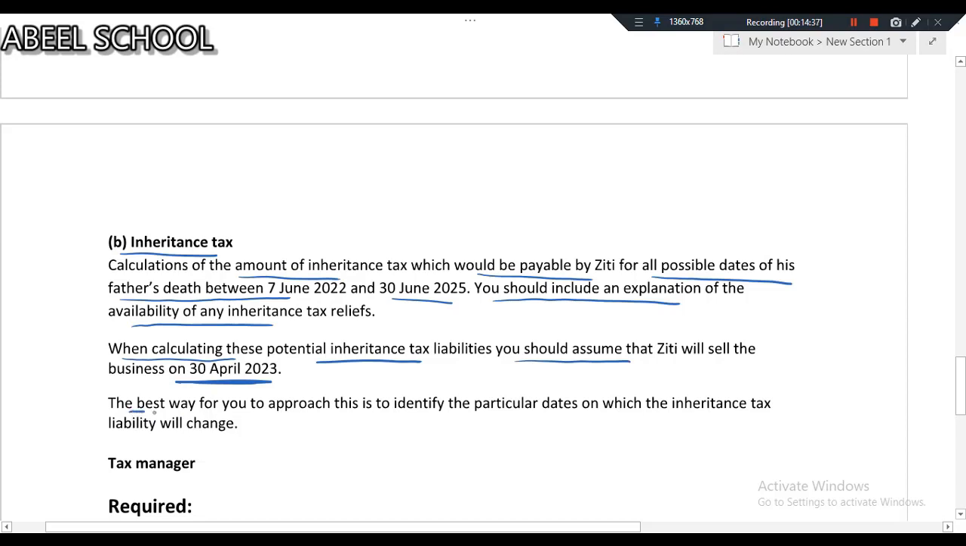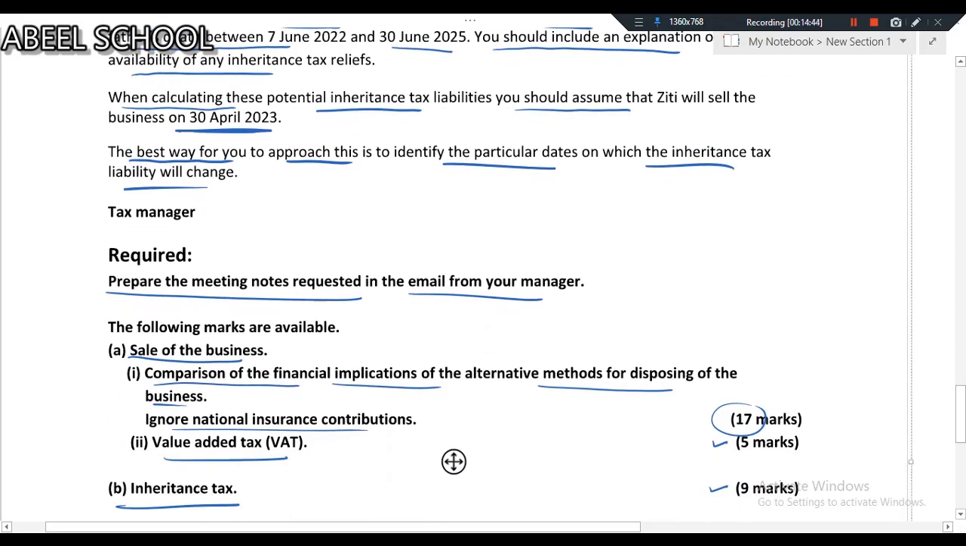The best way to approach this is to identify the particular dates on which inheritance tax liability will be charged. Actually, what happens is that when the donor dies within 3 years of making the gift, you will not get any taper relief. But if the donor dies after 3 years of making the gift, then the individual gets taper relief as well. We'll be discussing this later on. Let me first discuss and solve the entire part other than the inheritance, and after that we'll go to inheritance as well.